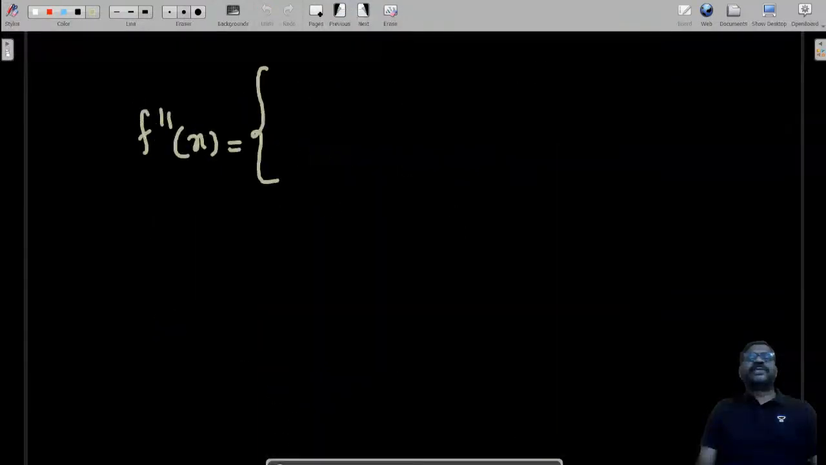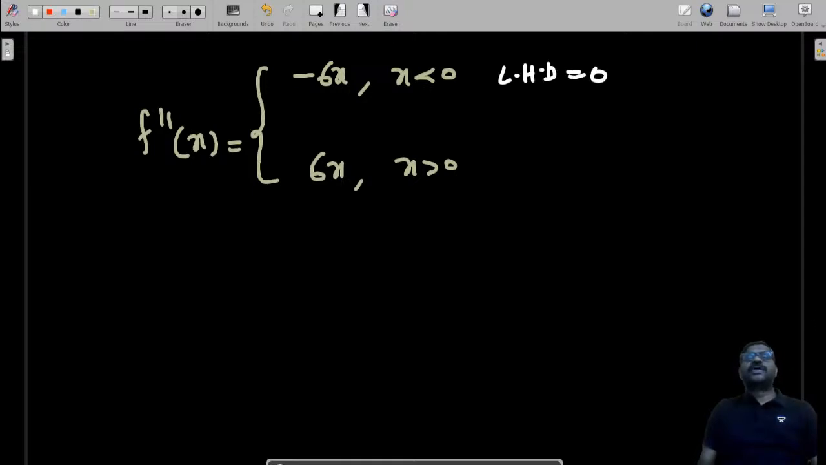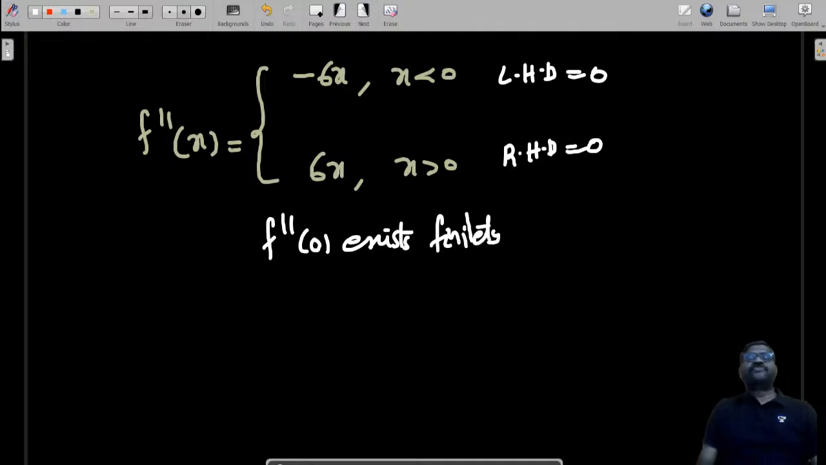F double dash x is minus 6x when x is less than 0, plus 6x when x is greater than 0. Left hand derivative is 0. Right hand derivative is 0. F double dash 0 exists finitely. Therefore, two times it is differentiable.